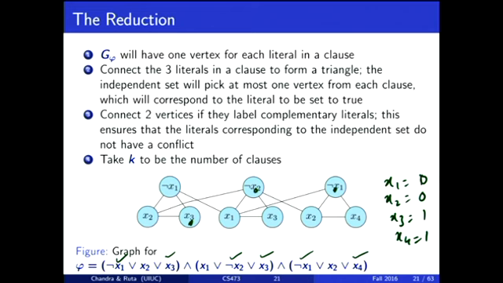Now I have to prove the converse, which is usually the difficult direction. What does it mean? If the graph has an independent set of size m, then I have to prove that there is a satisfying assignment to the formula. How do I prove that?